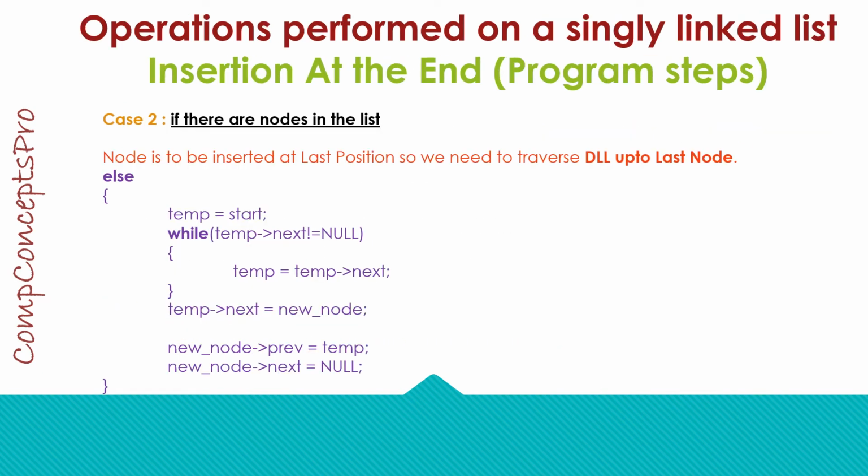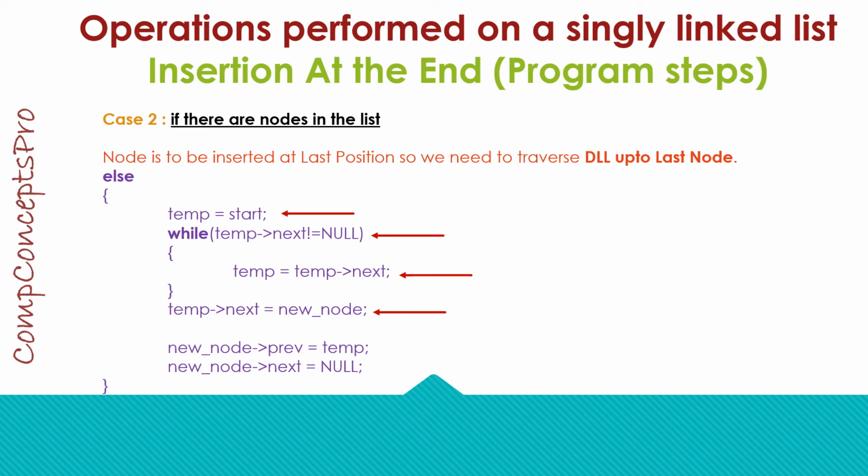The next case is if there are already some nodes present in the list. Then we have to traverse the linked list up to the last node. For that, we'll first assign a temporary variable the same as start. Let's call it temp. Then for traversing, we'll write a while loop which will run till it reaches null. And during each iteration of this while loop, temp will be shifted one position forward till it reaches the last node of the list. After reaching the last node, we'll set its next pointer to new node.